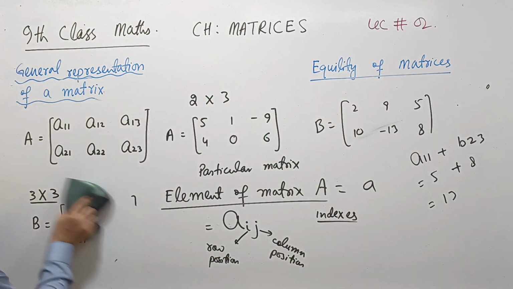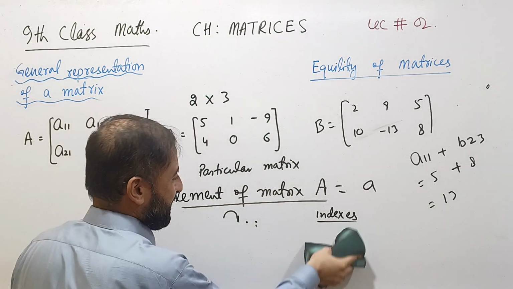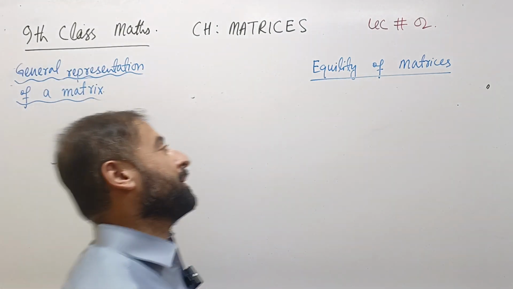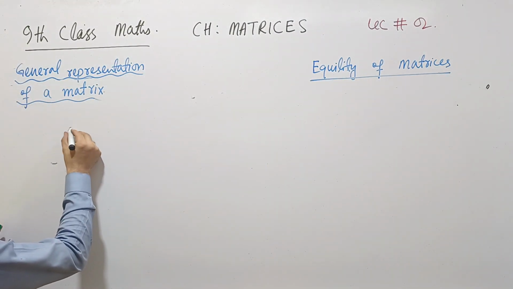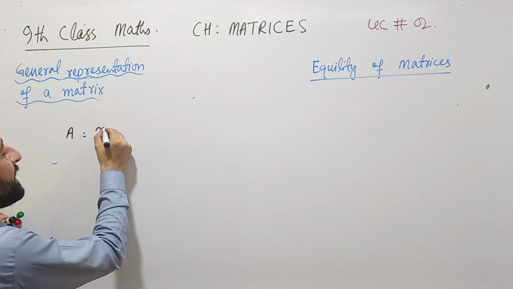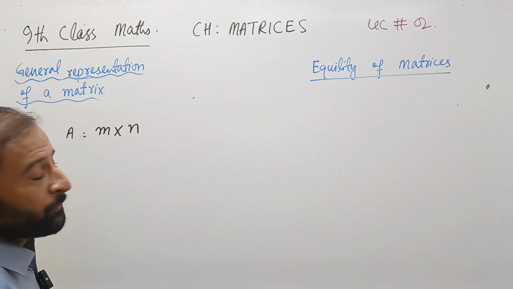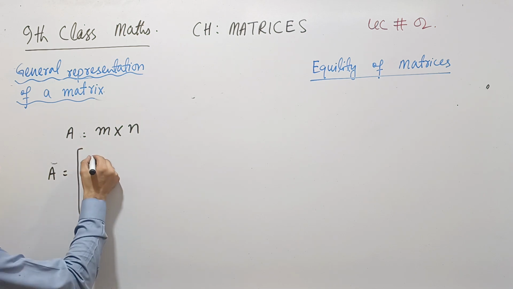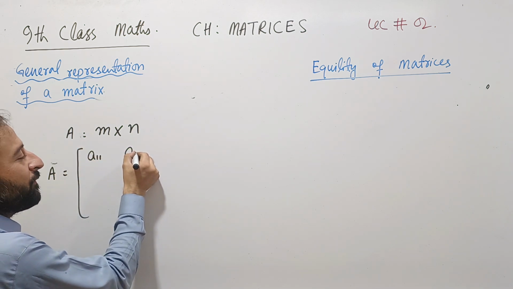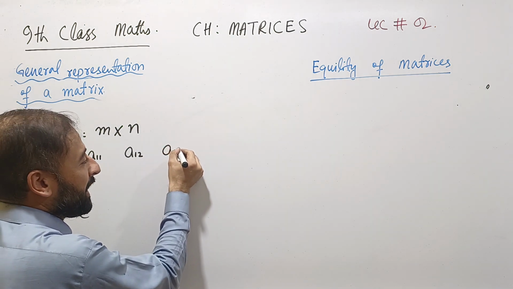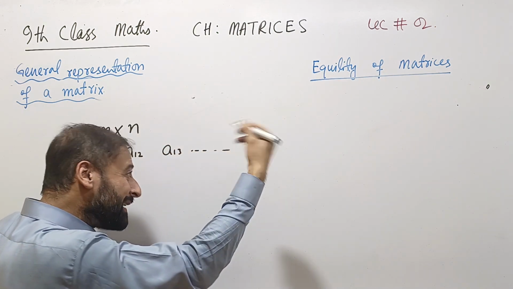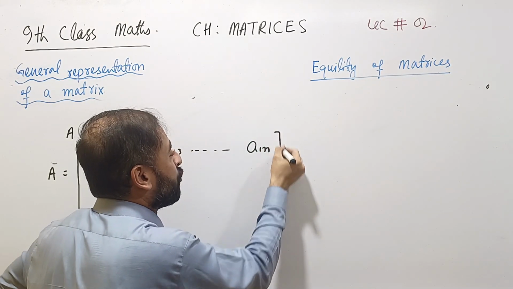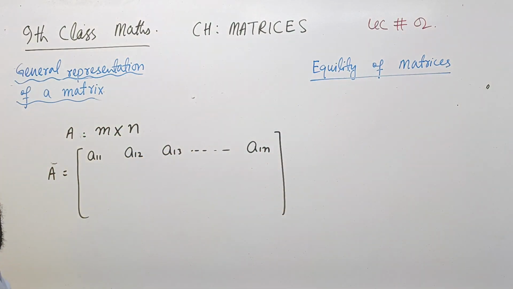Students, what if I tell you, write an m by n matrix? It means write a matrix having m rows and n columns. So then you will write like this: a11, a12, first row second column, first row third column, and so on. The last element of the first row will be a1n, where n is the total number of columns.